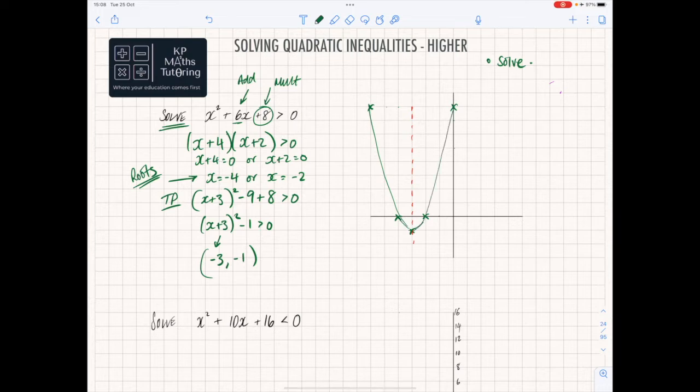It doesn't have to be perfect, but it's going to help me to solve my inequality. So the first thing to do is to solve it. The second thing to do is to then sketch it.